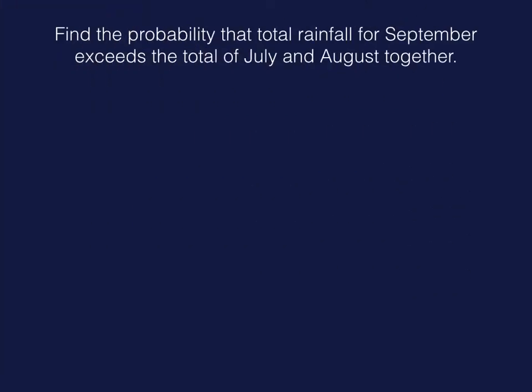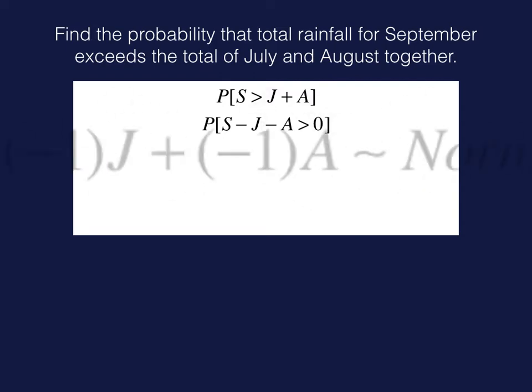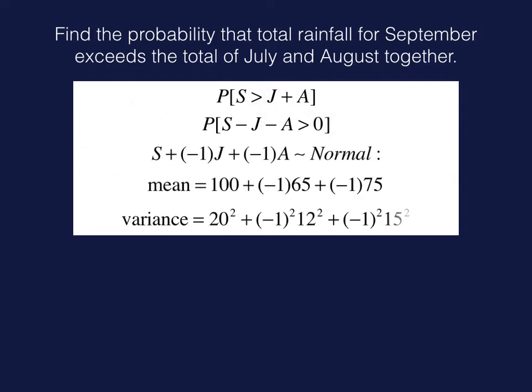Okay, another example with rainfall. I want the probability that the total rainfall for September is greater than the total of July and August. Now, it's no good to have variables on different sides of the inequality, so I'm going to move J and A over to the left. And that's important because I now have a number on the right. So I need to find the distribution of S minus J minus A, which technically is S plus negative 1 times J plus negative 1 times A.